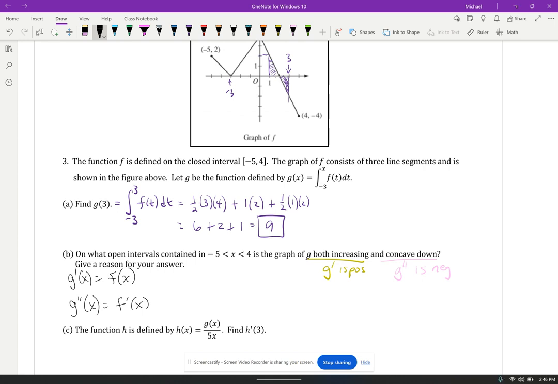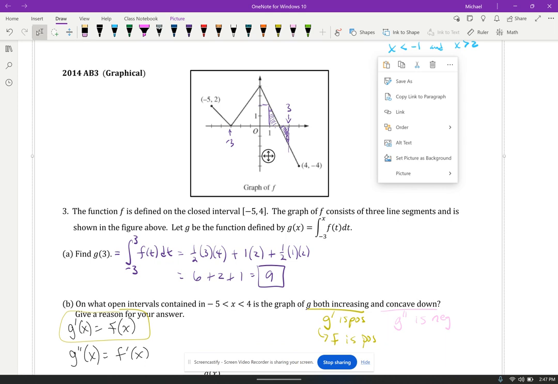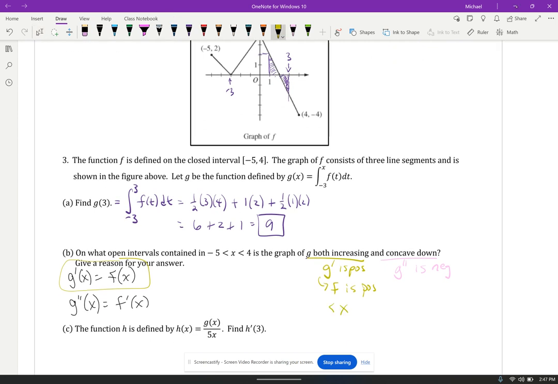So when is g increasing? Oh, that's when g prime is positive. But we just said over here that g prime is f. So another way to say that is, when is f positive? So f is positive whenever this graph, which is f, is above the x-axis. So that's going to be from -5 all the way until 2. So that's true for x's that are between -5 and 2.